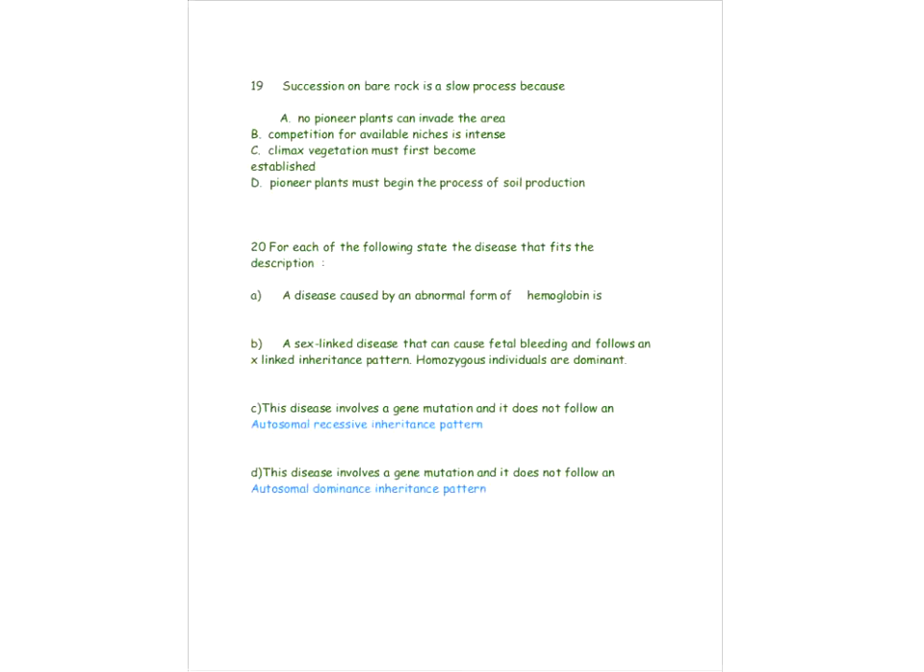A sex-linked disease that can cause fatal bleeding and follows an X-linked inheritance pattern, and homozygous individuals are dominant. In other words, you get a different sort of pattern going on there. If you've got a creature with two of the disease alleles, they're going to be dominant rather than recessive, which is normally the situation. Do you know which disease this would be?